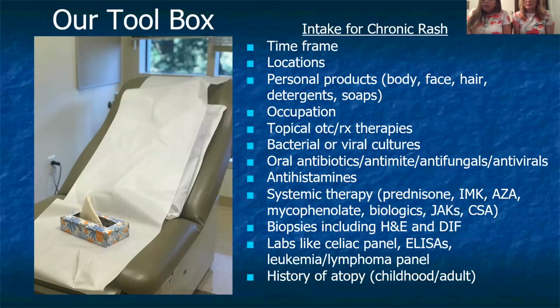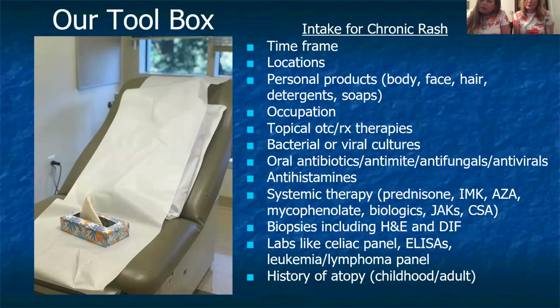We also include the topical treatments, over-the-counter and prescription. We ask them if they had a bacterial culture or viral culture done, and if they have taken any oral therapies such as antibiotics, anti-mite, antifungals, antivirals, or antihistamines. We also include the systemic therapies, including prednisone, Kenalog injection, azathioprine or mycophenolate, biologics, JAK inhibitors, cyclosporine. And one of the most important questions we ask is about biopsies, if they had any H&E done or direct immunofluorescence, and blood tests like celiac panel, ELISAs, leukemia lymphoma panel.